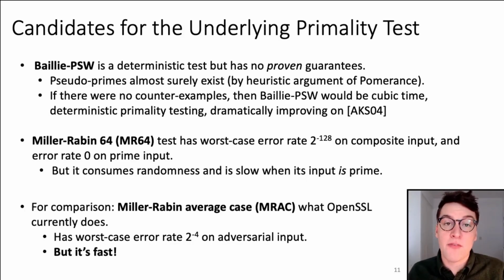Now we can compare both of these tests to what OpenSSL is currently doing. This is what we call the Miller-Rabin average case. Now this is a sort of fast and loose test that works well on random input.